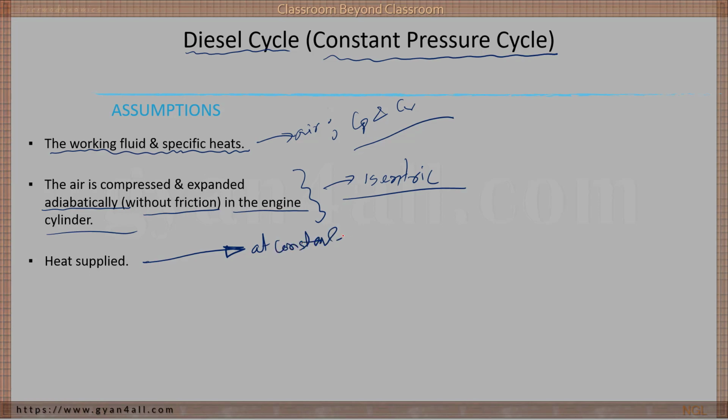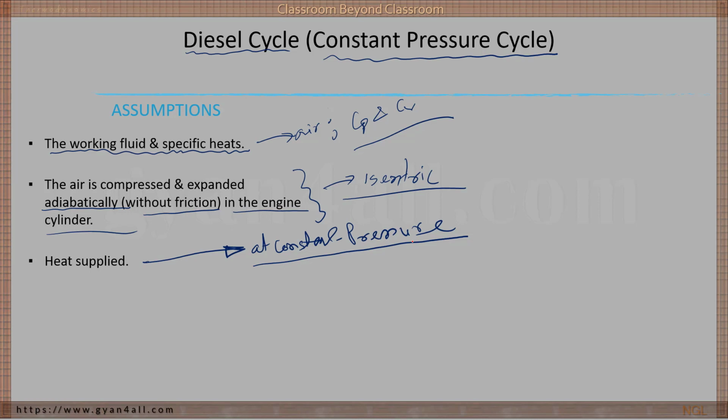constant pressure. In the Otto cycle heat is supplied at constant volume, but in the diesel cycle heat is supplied at constant pressure. And how is it supplied? By bringing a hot body in contact with the cylinder. How is the adiabatic process carried out? By bringing an insulator in contact with the cylinder so that heat interaction cannot take place.